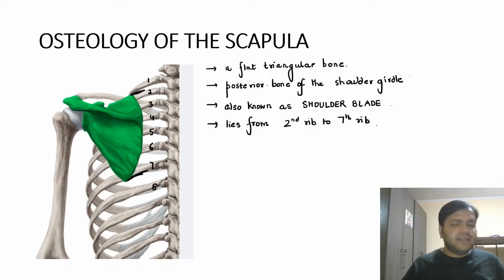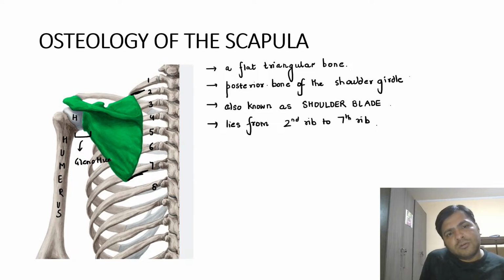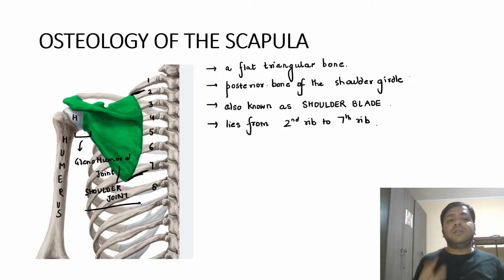Now, let us try to discuss more things, guys. You can very well assume that this is the head of the humerus, and this is the humerus, and it forms a joint over here. This is called the glenohumeral joint, or the shoulder joint. Now, let us discuss the parts of the scapula.